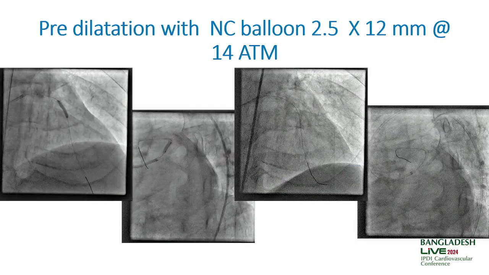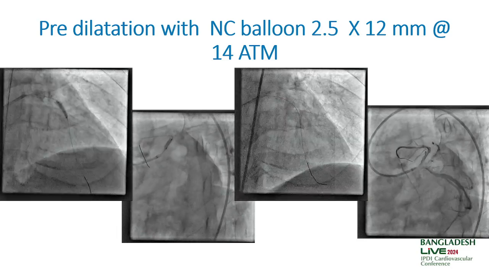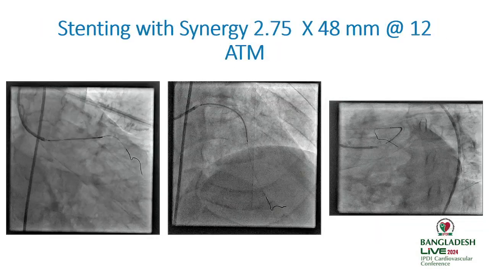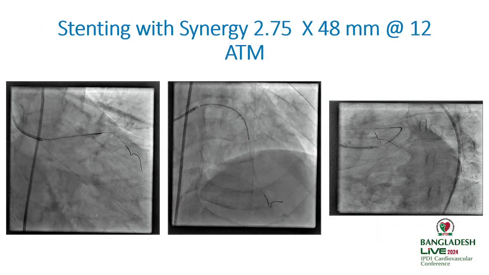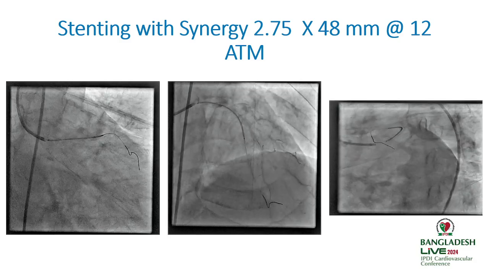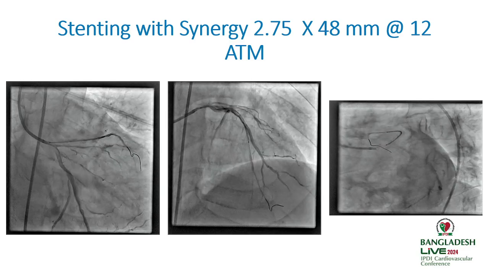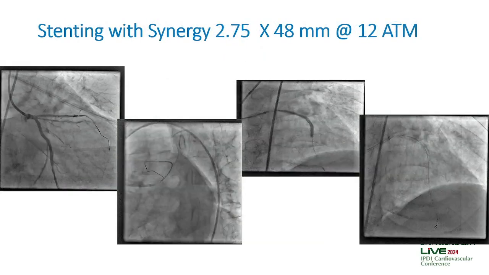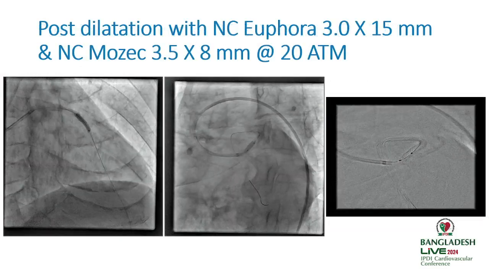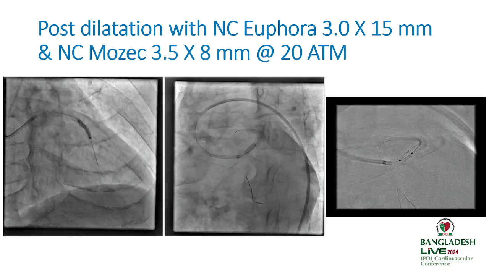Then we again predilated the lesion with an NC balloon 2.5 into 12 millimeter at 14 atmospheric pressure from proximal to mid part of the LAD. And then we deployed a Synergy stent 2.75 into 48 millimeter at 12 atmospheric pressure from the ostial part of the LAD to distal LAD. Post dilation was done by NC balloon 3 into 50 millimeter, and POT was done by a 3.5 into 8 NC balloon at high pressure.